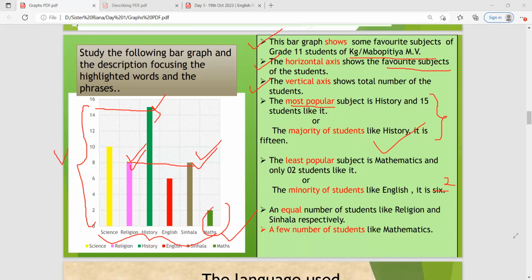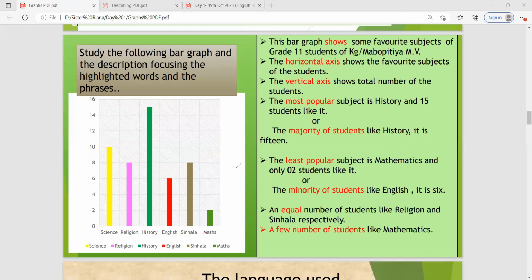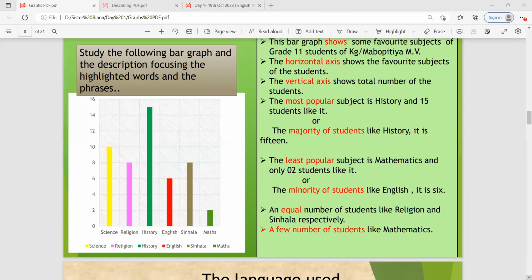Right. Now by looking at this, you can get an idea of the way of writing, by looking at the bar chart, how to write a description. Right. Now we have written a description for a bar chart. Now we'll go to the next part.